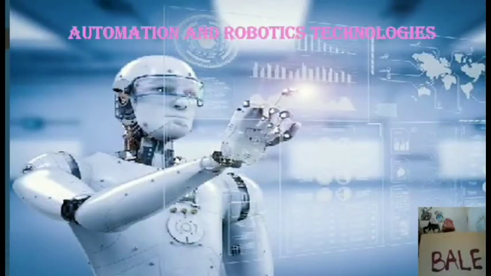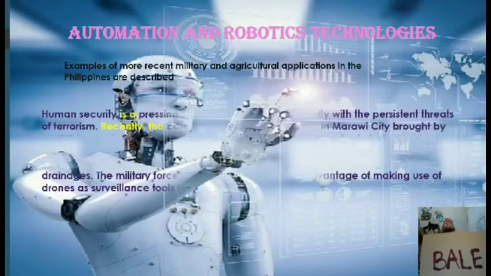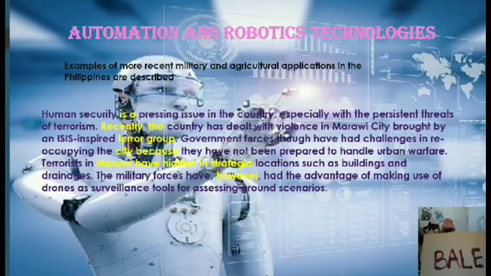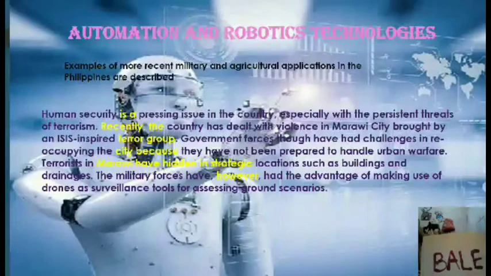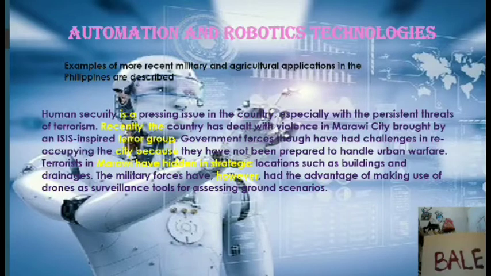Now I will give you an example of automation and robotics technologies. Examples of more recent military and agricultural applications in the Philippines are described. Human security is a pressing issue in the country, especially with the persistent threats of terrorism. Recently, the country has dealt with violence in Marawi City brought by an ISIS-inspired terror group.